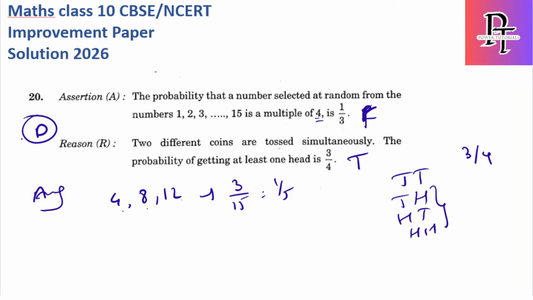Okay, so in our situation we found that only A and B are not options. Options are C and D, because for the 19th question A is true, R is false, and the 20th question A is false and R is true.